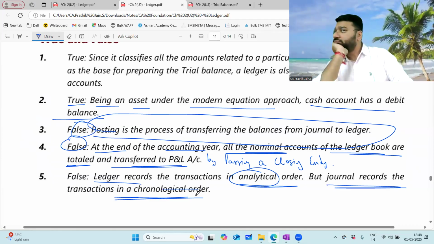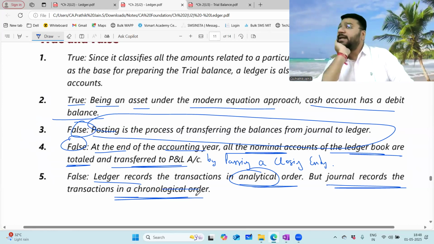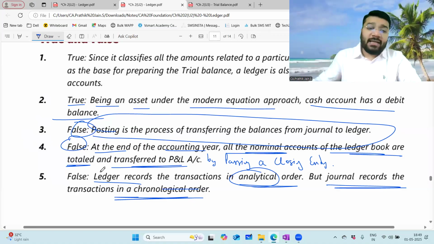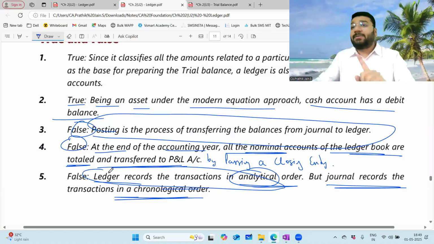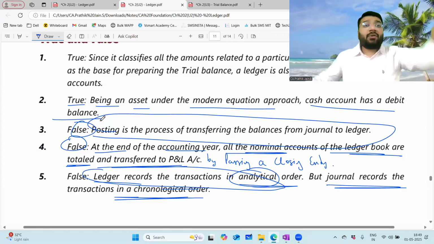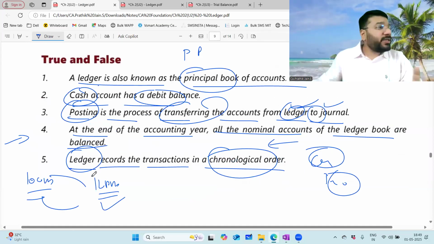Like if ledger is recorded in this question, ledger is recorded in analytical order. Chronological order they have given. Amma, it is false. So we can write like journal is recorded in the chronological order. We can change, instead of telling that ledger is recorded in analytical order, you're telling the explanation. No. See, you have to understand. Okay, what she's telling is that this question is given: ledger is recorded in chronological order.